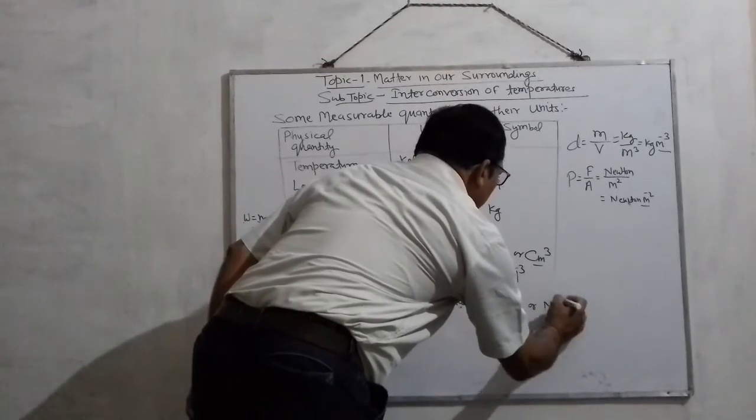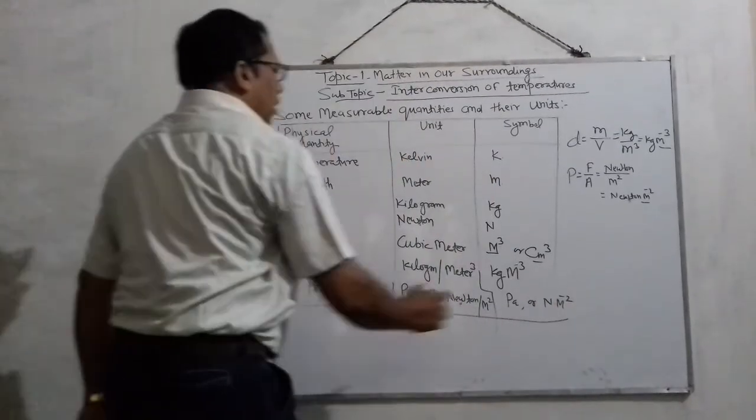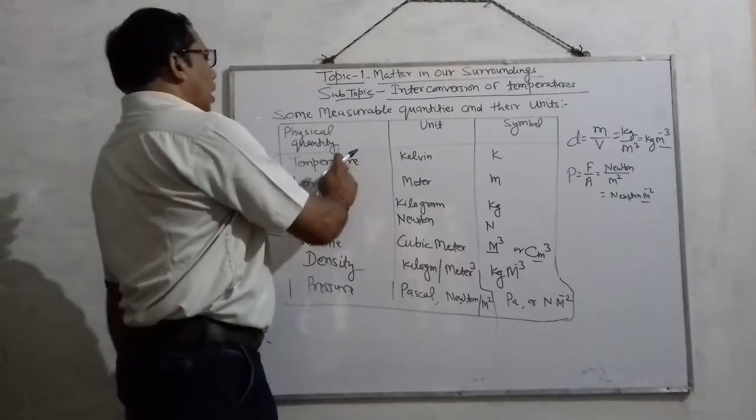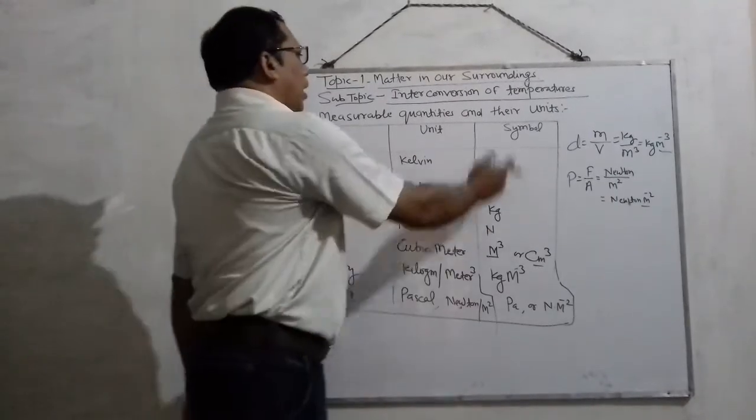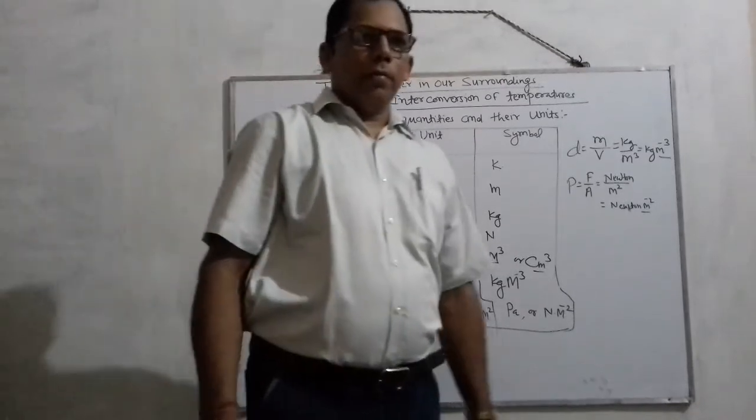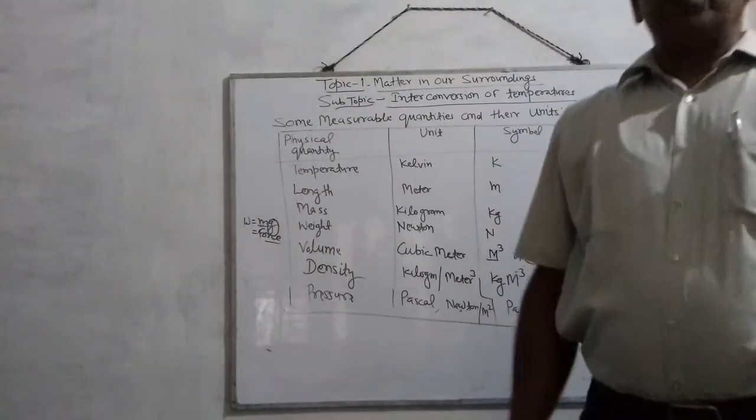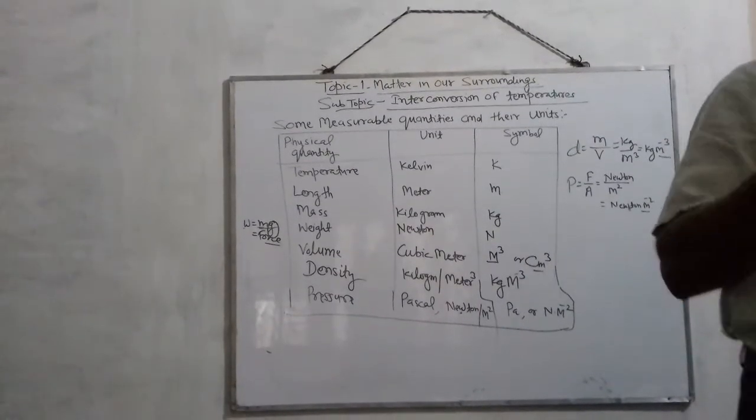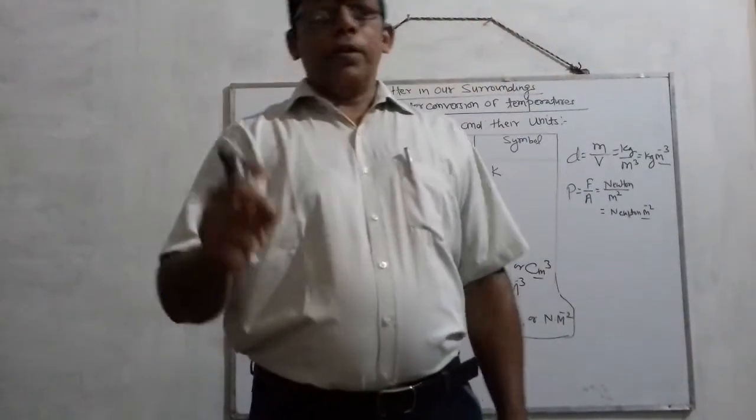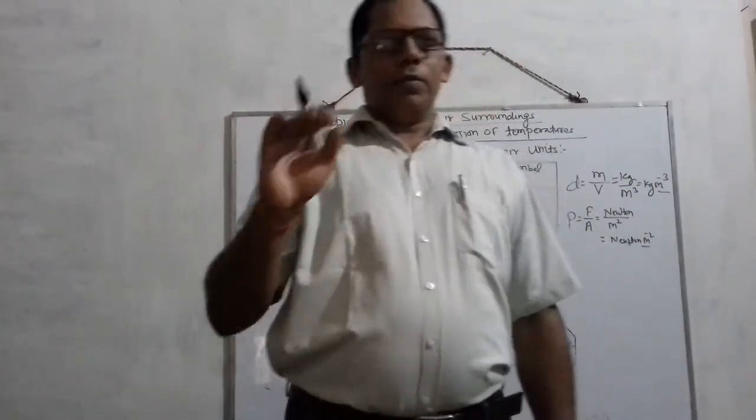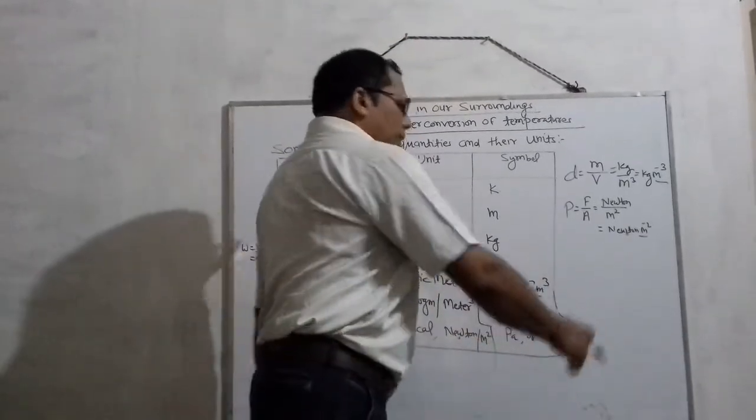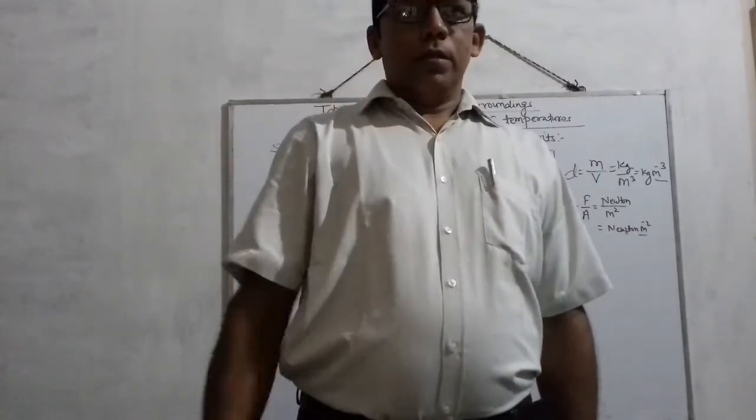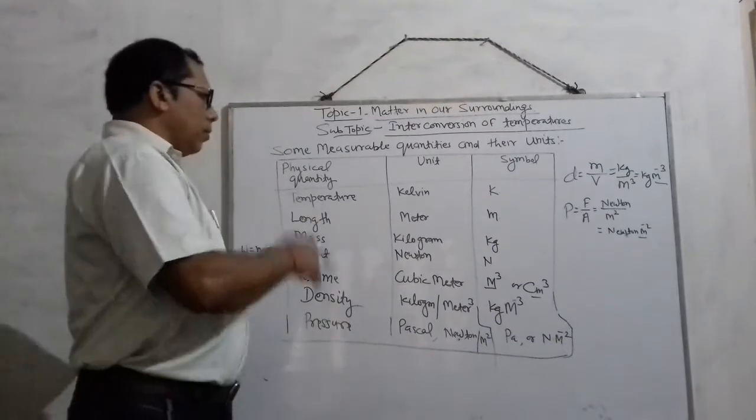So these are some physical quantities, and the units of these quantities are written along with their symbols. Children must remember, a question may come that the unit of pressure is, and the given options will be Pascal, atmosphere, kilogram per meter square, Newton per meter square, and none. So you have to select the correct answer. Must remember these points.